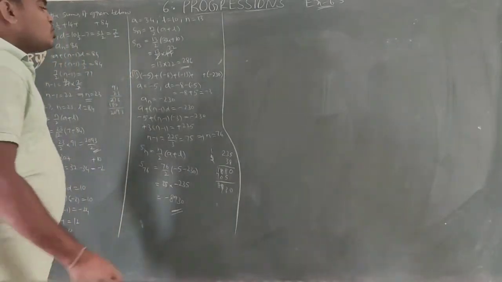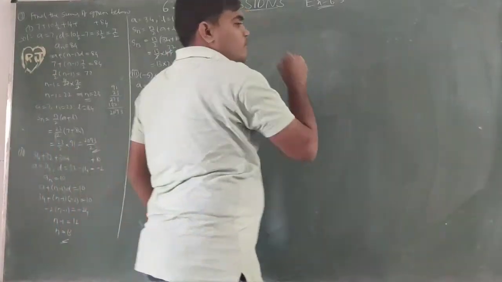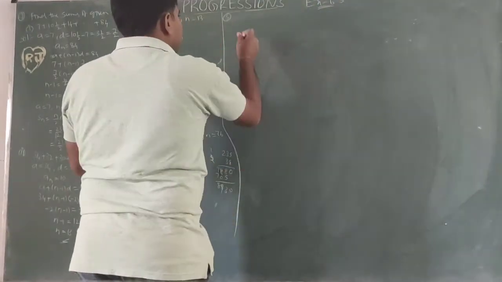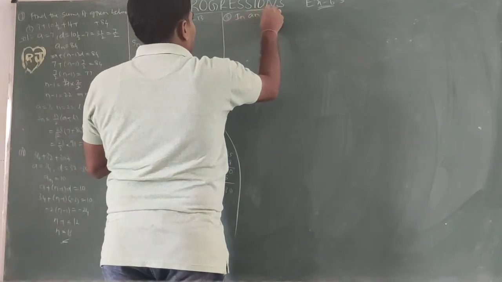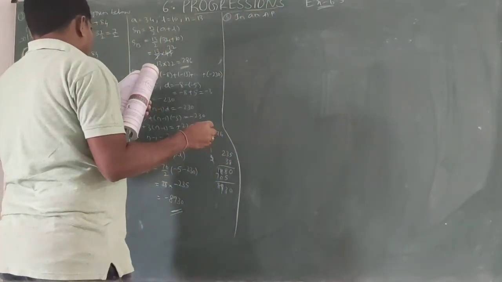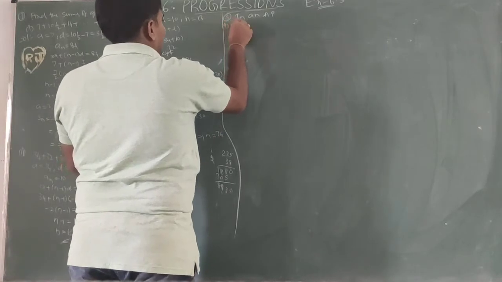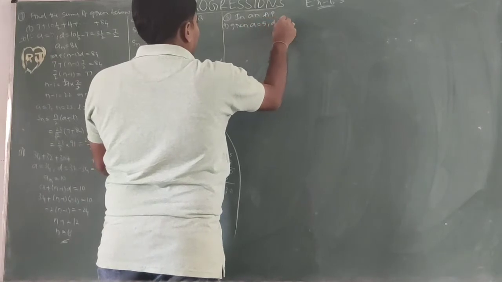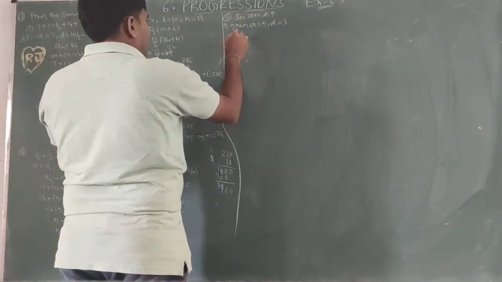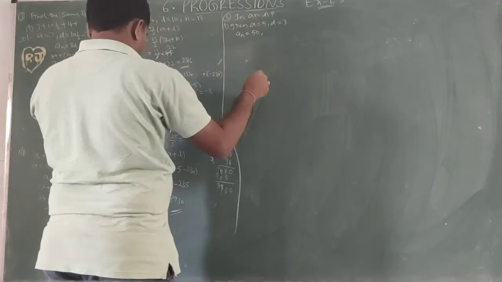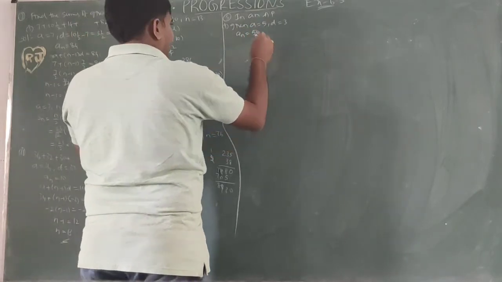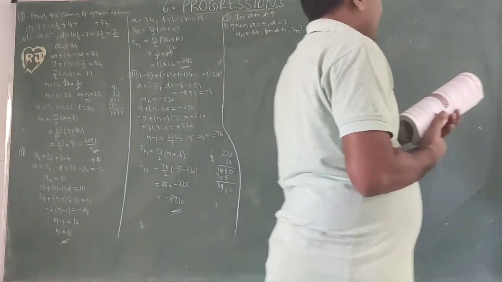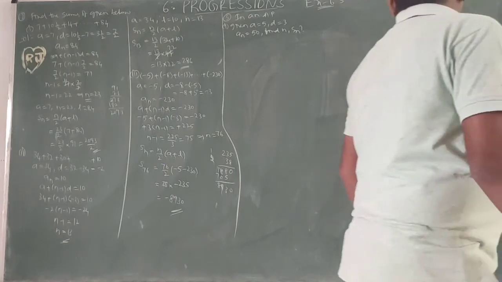Okay. Next, question number 3. The third question is, in an AP, first one, given A equals 5, d equals 3, l equals 50, find n and Sn. We need to calculate n and Sn. Okay. Solution.